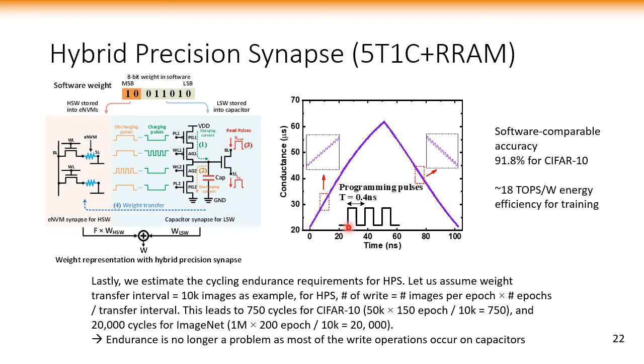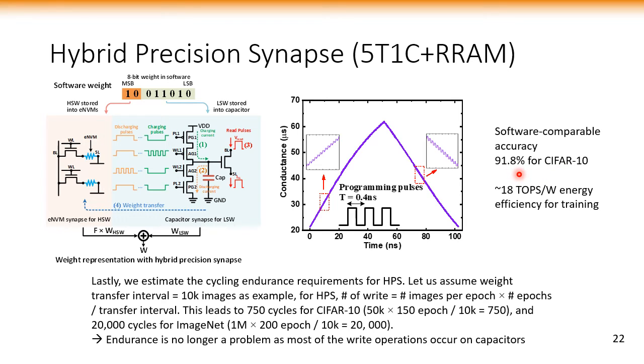conductance change by the charging pulse and discharging pulse. So the LSB will be volatile because the data on the cap will decay over time, but during the training, we are going to frequently update the LSBs. Therefore, it's not a big problem as long as the cap can hold the charges for milliseconds. So with this hybrid approach, we can achieve software comparable accuracy as experimented in our simulations.